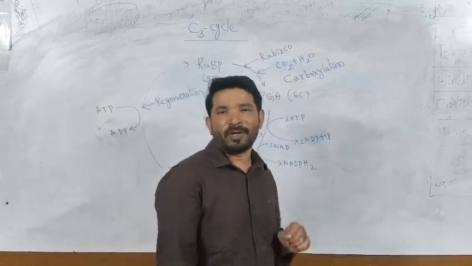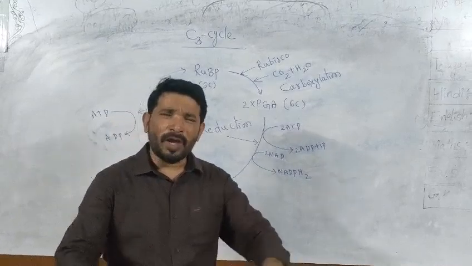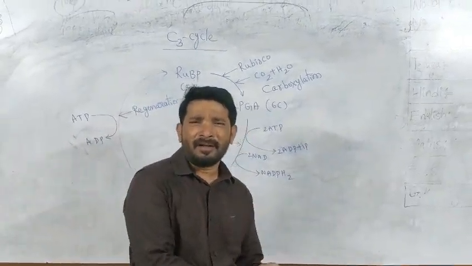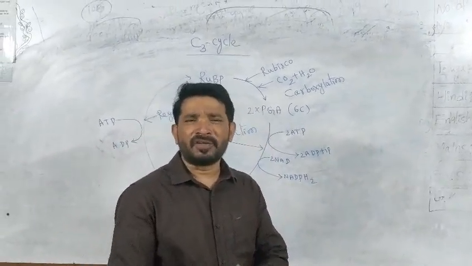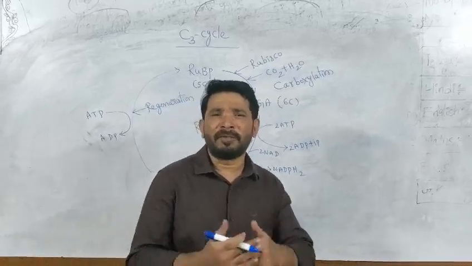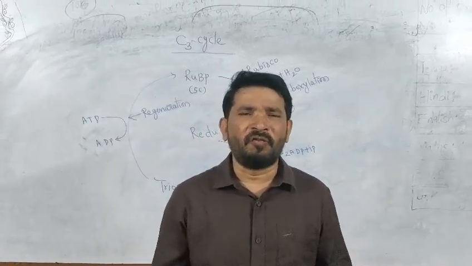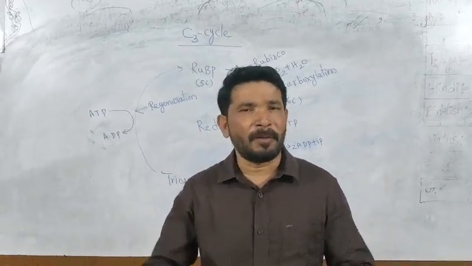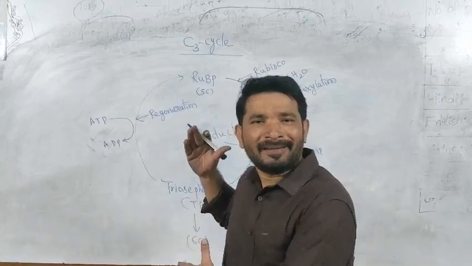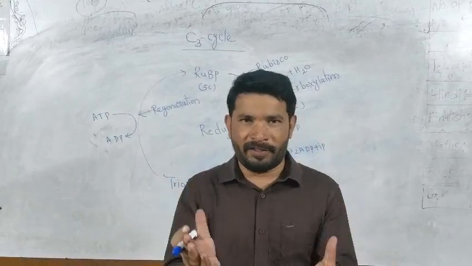Today my concept is the C3 cycle in photosynthesis. Why am I choosing the C3 cycle? Nowadays the population increases day by day. How will we get food materials from the plants? The ultimate source is photosynthesis only. That's why the final agenda of the C3 plants, or C3 cycle, is preparing carbohydrates.